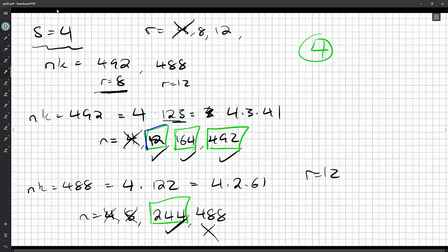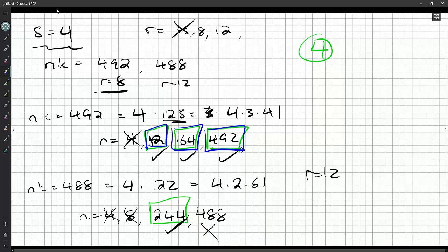12 divided by 8 leaves a remainder of 4. 160 is a multiple of 8. And 490, are you... Oh, no, it would have to be 488, and that is a multiple of 8. Okay.